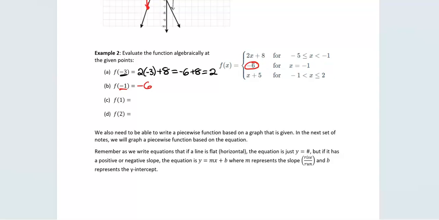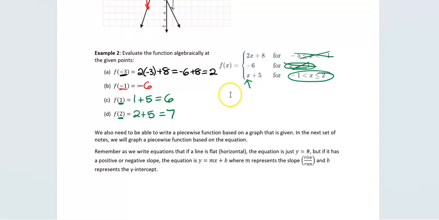Another one. Now we have the number 1. 1 is not equal to -1, so that would not be applicable. 1 is not in between -5 and -1. 1 is in between -1 and 2. So we're going to take 1, we're going to plug it in right there. So we have 1 plus 5, which is 6. 2, hey look, is also in that interval, right? It's from -1 to 2. So we have 2 plus 5, which is 7. Right? And it's okay if you use the same equation multiple times. It's just a matter of finding which one to use when.